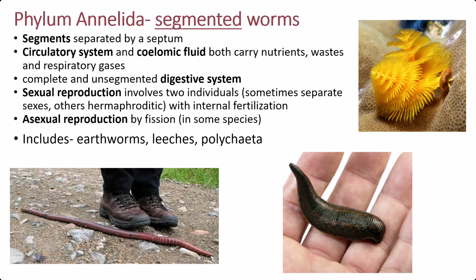That brings us to the annelids, which are segmented worms. They're made up of repeating units separated by a septum. They have a circulatory system, and their coelom fluid carries nutrients, waste, and respiratory gases around their body. They have a complete and unsegmented digestive system. They do sexual reproduction with internal fertilization, or in some cases they can do asexual reproduction by breaking apart. This includes earthworms, leeches, and these marine worms that are kind of cool called polychaetes.